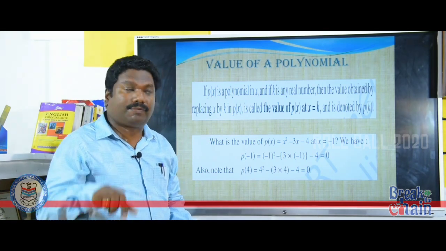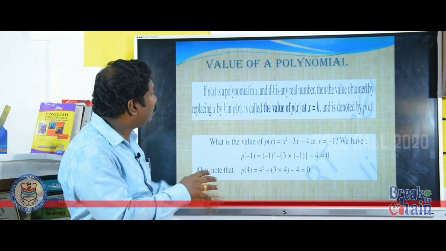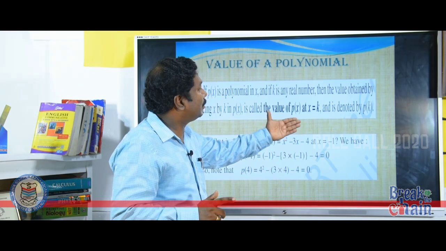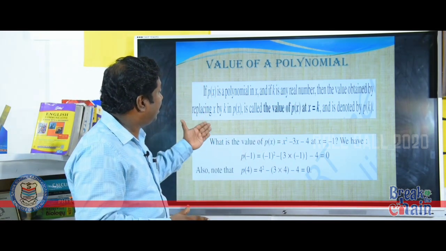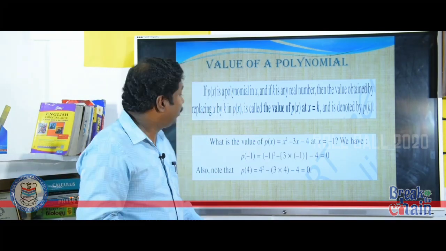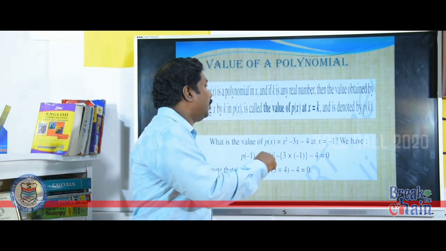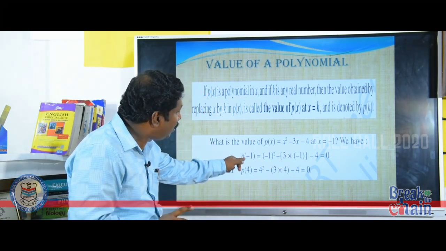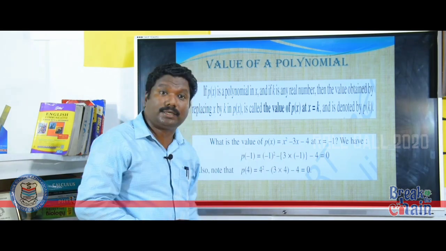In general, the definition of the value of a polynomial: if p of x is a polynomial in x and k is any real number, then the value obtained by replacing x by k, where k is any real number, here k is minus 1, in p of x is called the value of p of x at x equal to k, and is denoted by p of k. Here it is denoted by p of minus 1. P of minus 1 is 0.